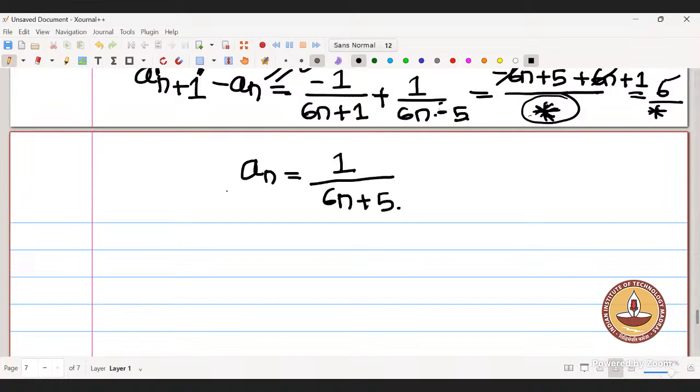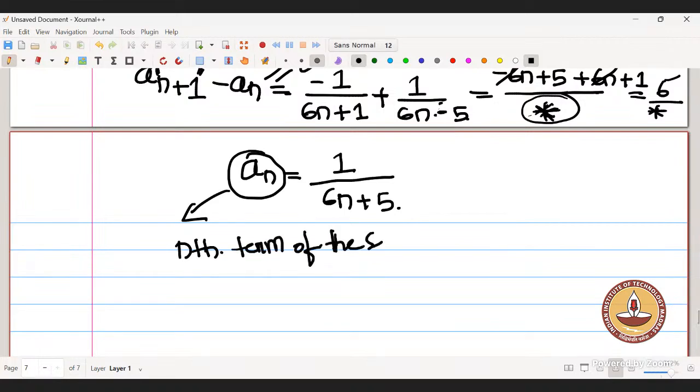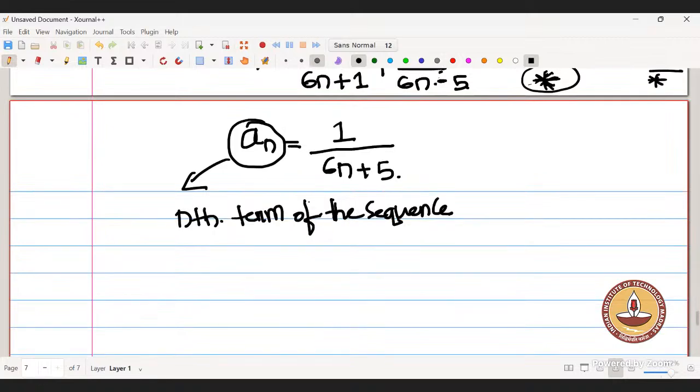How do you compute the terms of the sequence? What is this a n? a n basically means the nth term of the sequence, right? And how do you compute this a n? By substituting n here, right? Similarly, if I want to compute a1, I just have to substitute 1 in place of n. This will give me 2. If I compute a2, I substitute 2 in place of n. And if I have to compute a n, I just substitute n in place of n.